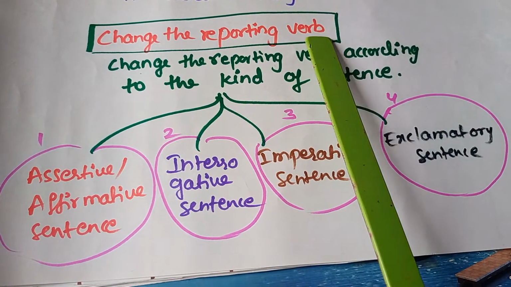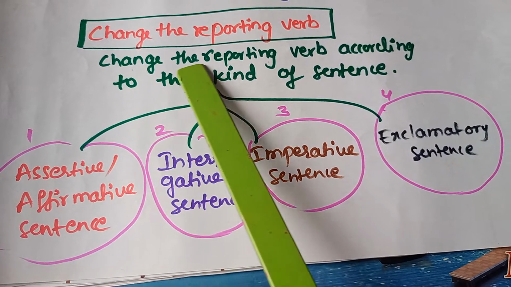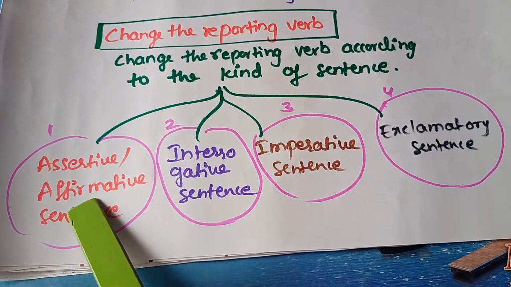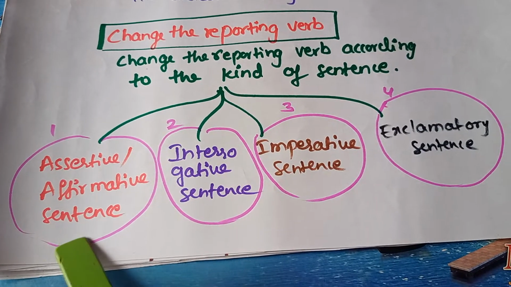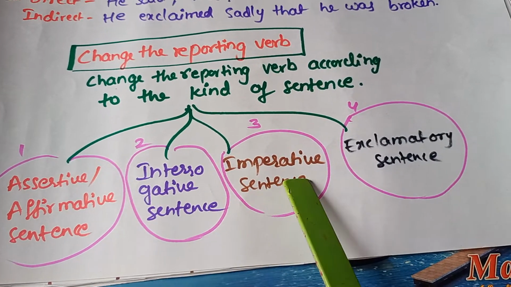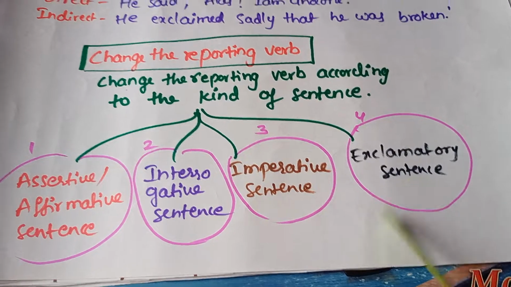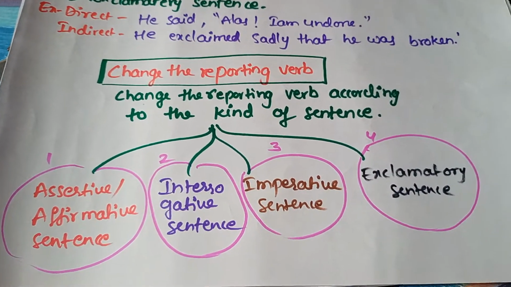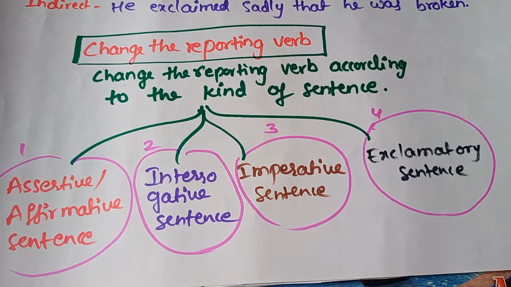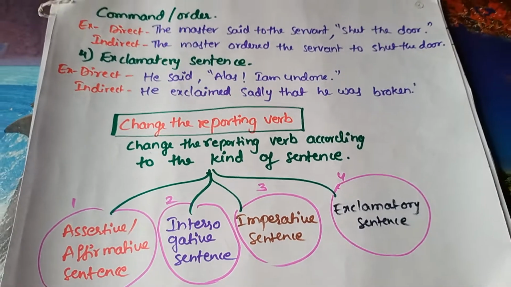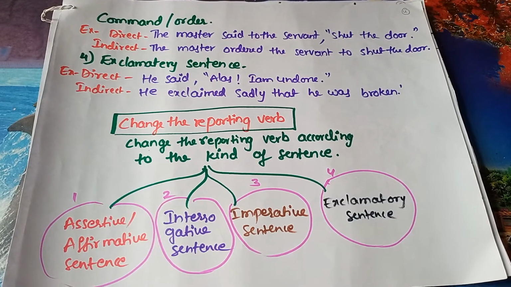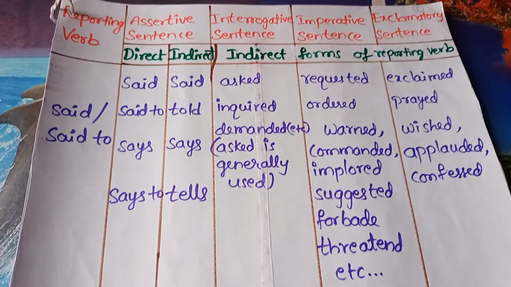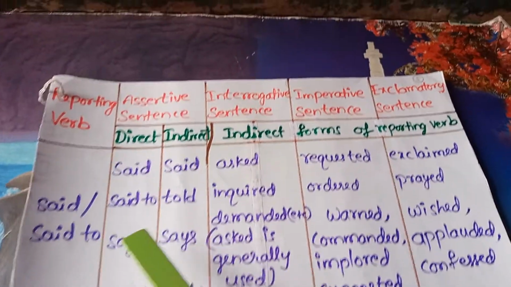Change the reporting verb. Here is the change of reporting verb according to the kind of sentence. Sentences are of four types: assertive or affirmative sentence, interrogative sentence, imperative sentence and exclamatory sentence. We have to change the reporting verb, like said, said to, according to the type of sentence. This is the overall view of change of reporting verb from direct speech into indirect speech.